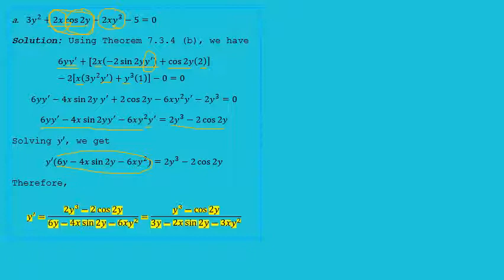Hindi kasali yung 2y na i-factor out yung 2 ha, kasi kumbaga sa English, isang word lang si cosine 2y. Okay, and then sa denominator, if we factor out 2 here, we are left with 3y. The second term is 2 na lang, 2x sine 2y minus 3xy squared. So this is the implicit differentiation of this function.